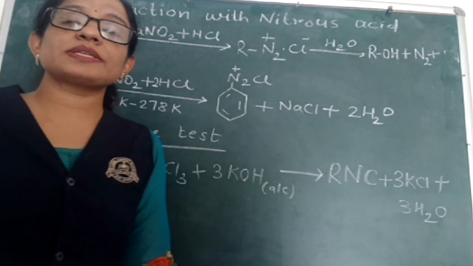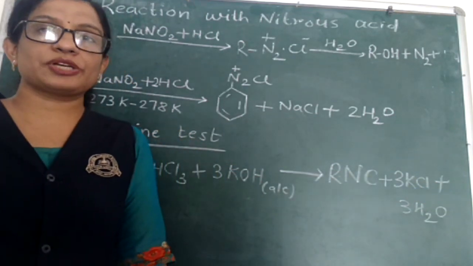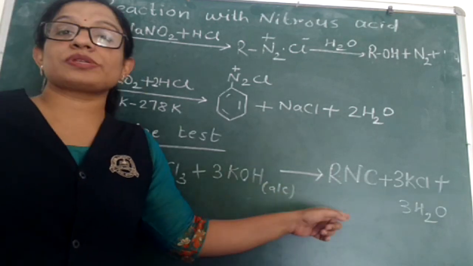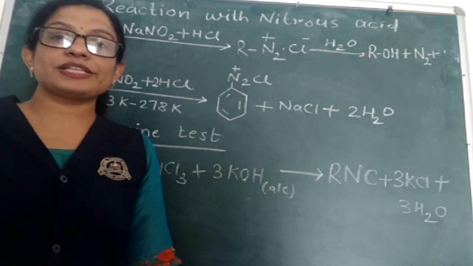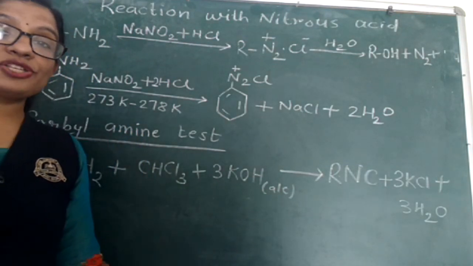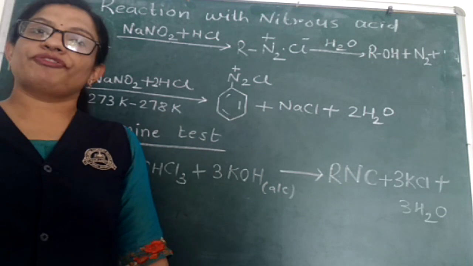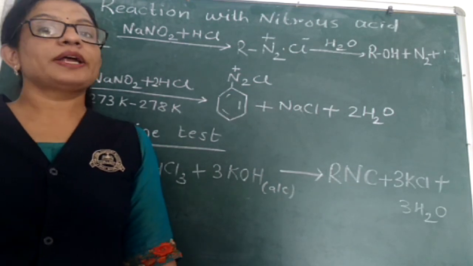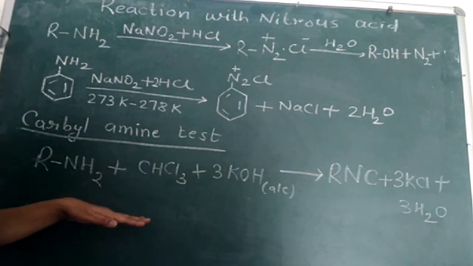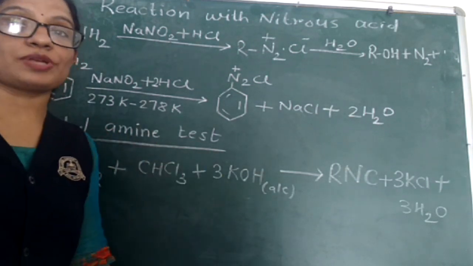And because this reaction is only shown by primary amines, not by secondary and tertiary, and also the isocyanide formed can be recognized by its smell, this is the reason this reaction is used as a test to distinguish primary amines from secondary or tertiary amines. That is why it is known as the carbylamine test. It is also known as the isocyanide test.